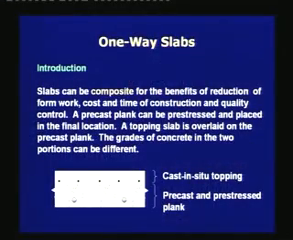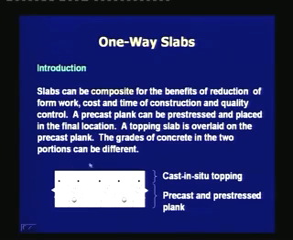Slabs can also be composite for the benefits of reduction of formwork, cost and time of construction. The quality control is also better in a composite slab. A precast plank can be prestressed and placed in the final location. A topping slab is overlaid on the precast plank. The grades of concrete in the two portions can be different.